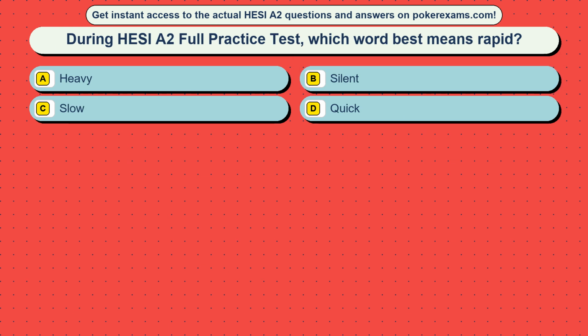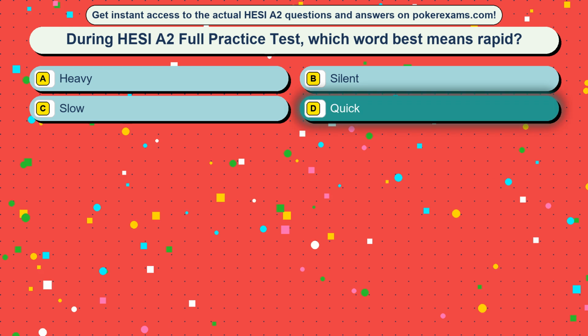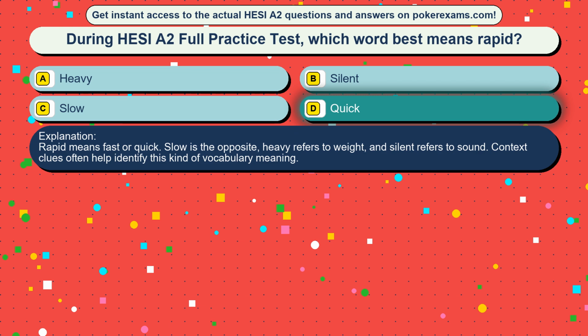Question 31. HESI A2 full practice test, which word best means rapid? Option A. Heavy. Option B. Silent. Option C. Slow. Option D. Quick. The correct answer is option D. Quick. Rapid means fast or quick. Slow is the opposite. Heavy refers to weight, and silent refers to sound. Context clues often help identify this kind of vocabulary meaning.